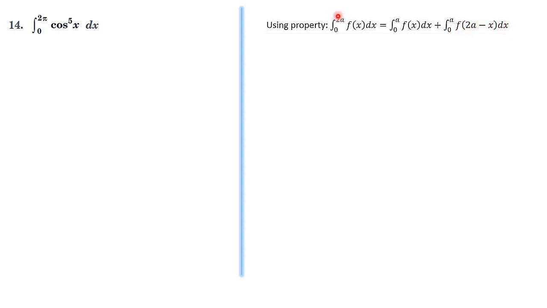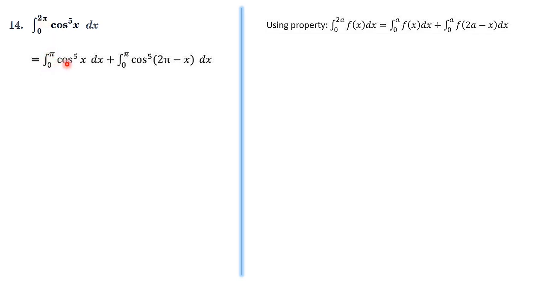Here you see 2a is the upper limit. Half of that limit will be coming here as upper limit. So here 2 pi is the upper limit, so half of 2 pi is pi. So that you have to keep in mind. Here integral 0 to 2a f of x dx will be split as integral 0 to a f of x dx plus integral 0 to a f of 2a minus x dx. So whatever is there in the upper limit in the question, when we split it we will take the half. Here 2 pi is there, 2 pi half is pi.